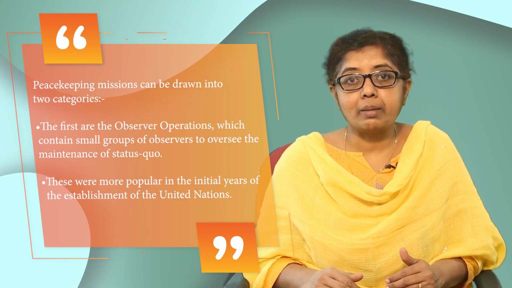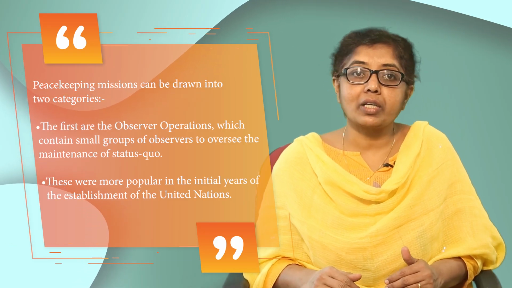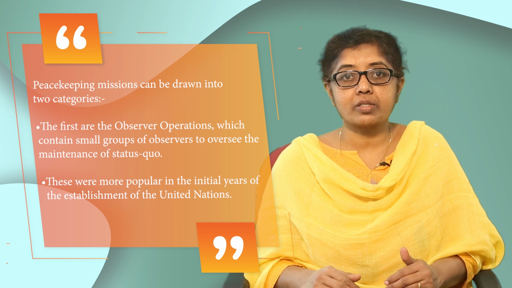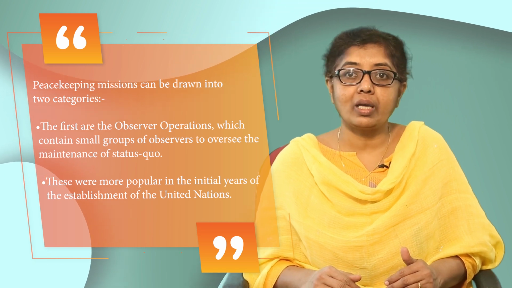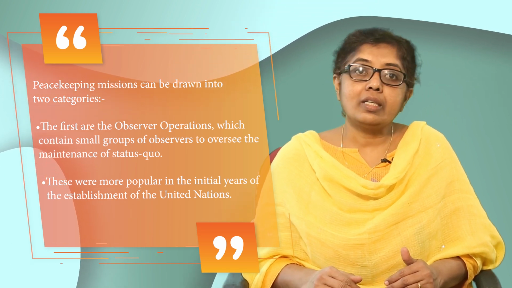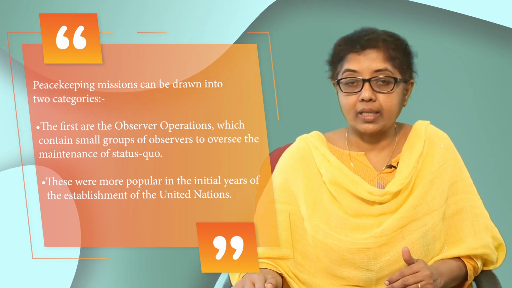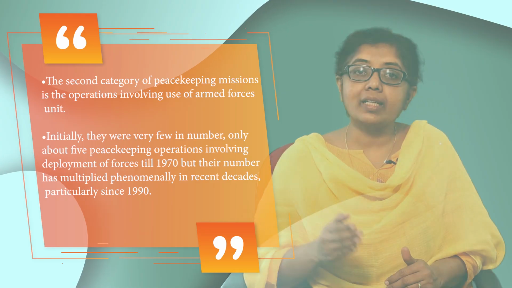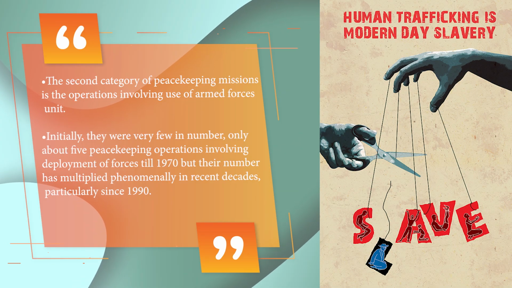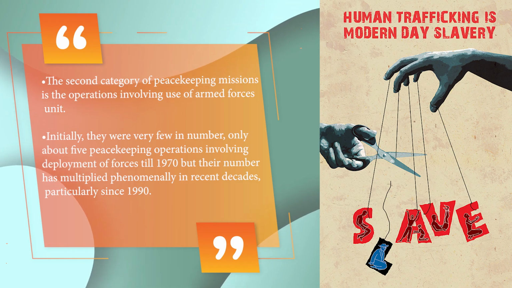The first are the observer operations, which contain small groups of observers to oversee the maintenance of the status quo. These were more popular in the initial years of the establishment of the United Nations. The second category of peacekeeping missions is the operations involving the use of armed force units.